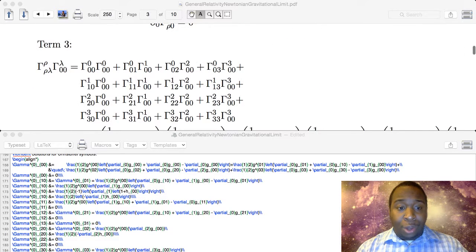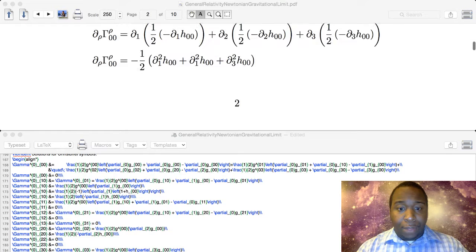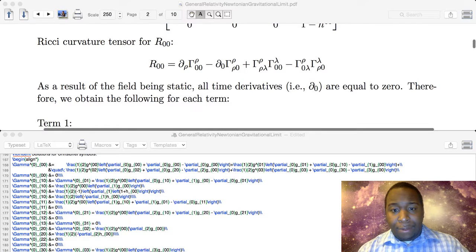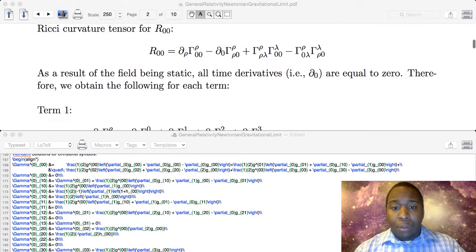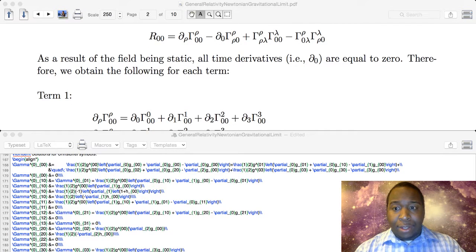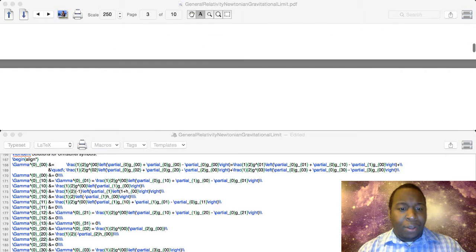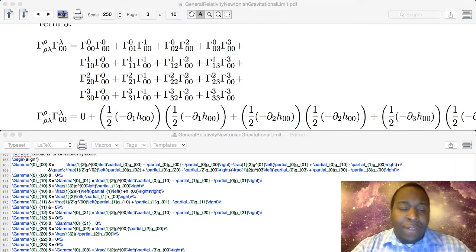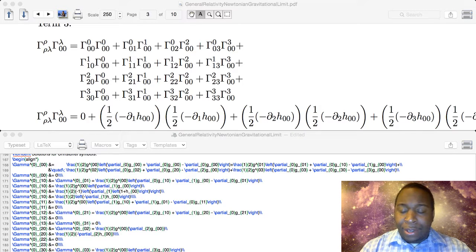Now moving on to the third term. This is the third term up here, right? This gamma superscript rho subscript rho lambda times gamma superscript lambda subscript 0, 0. Well, there are two indices that repeat themselves that you must sum over. So you end up getting, and I think I did this right, 16 terms out of this. And given that I've defined all of my gamma values, I can just go ahead and plug them right in.